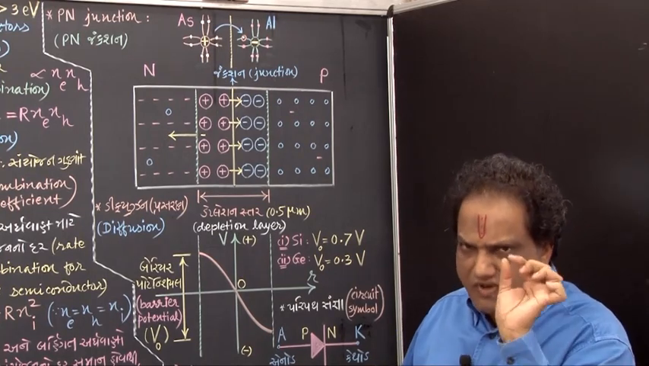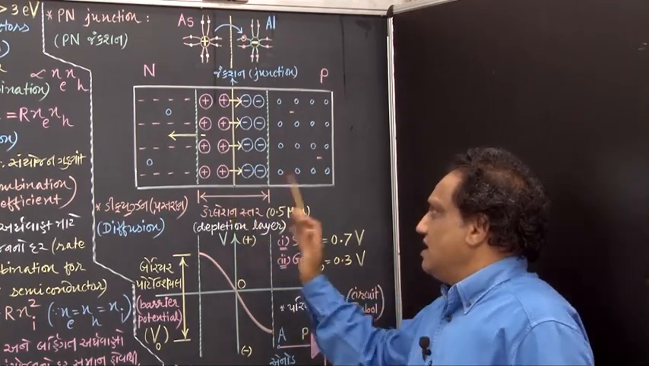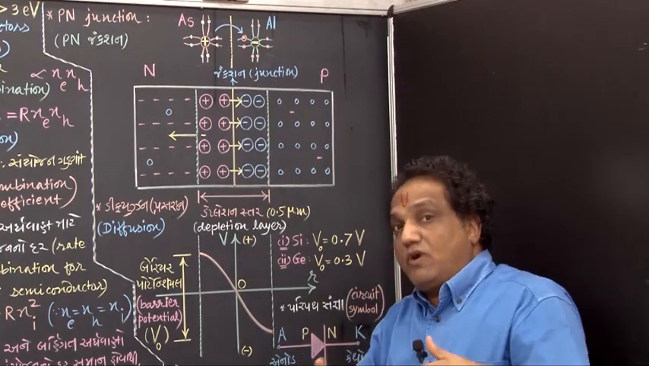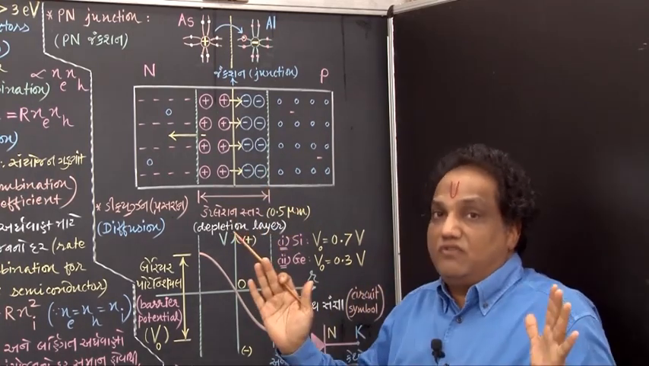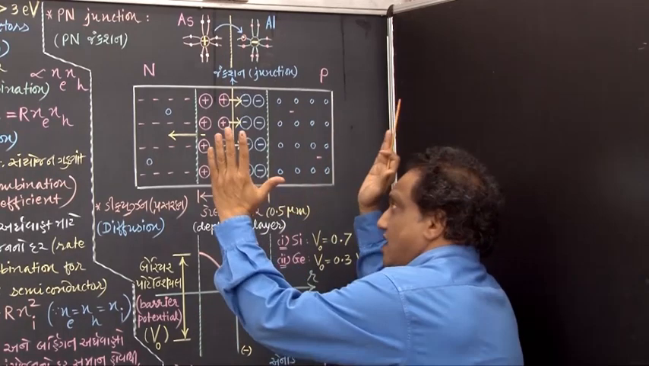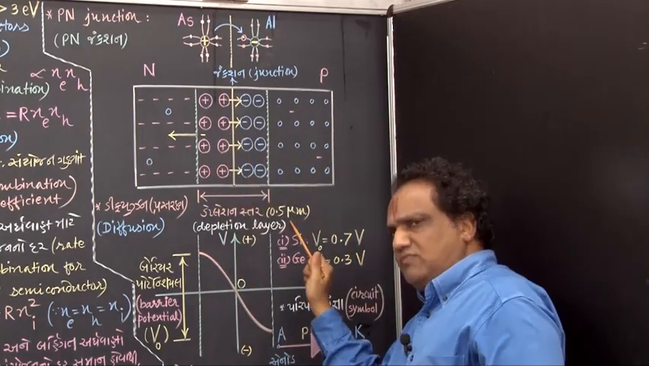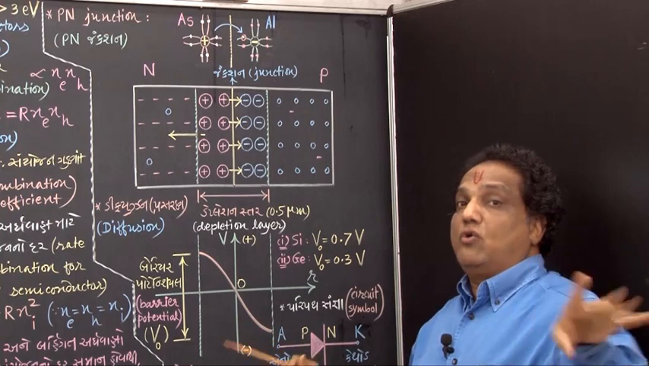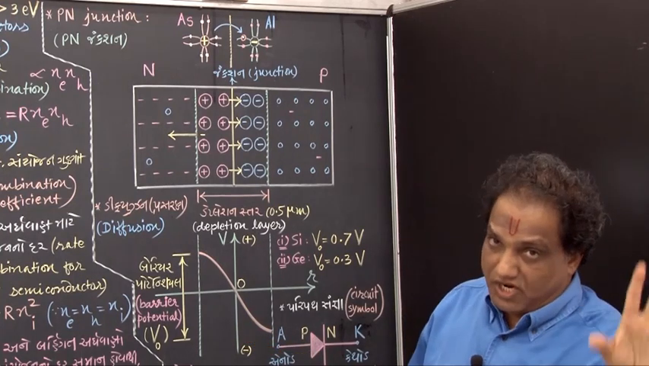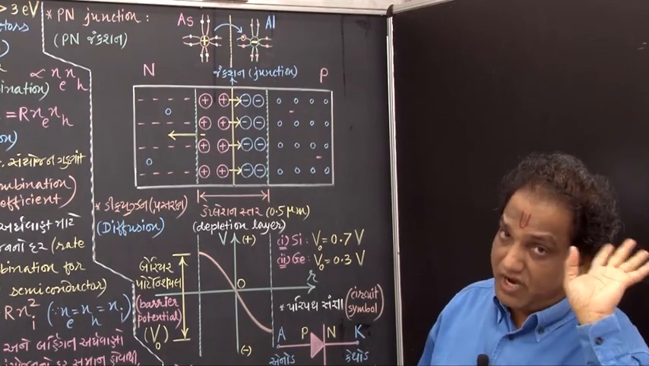Its thickness is very small. Actually this layer is very narrow. Just to have clarity in the diagram, I am showing it wider, but actually speaking it is very narrow and its thickness is very small, 0.5 micrometer. 0.5 micrometer. You know micro means 10⁻⁶.